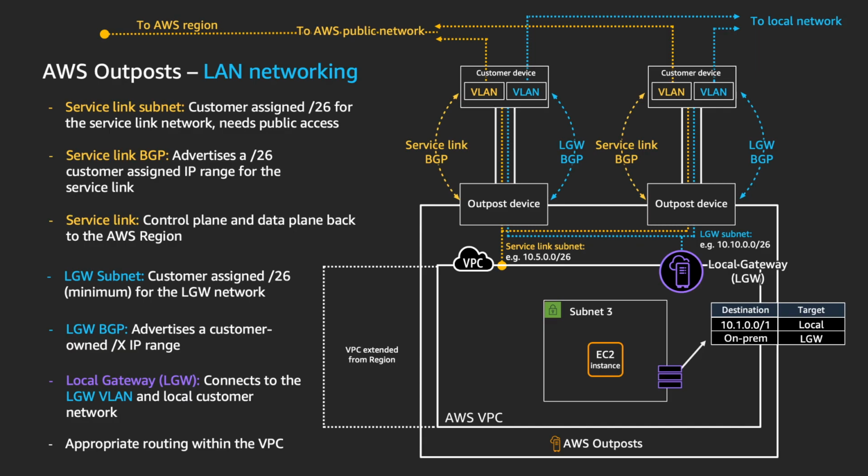Now, the LGW is actually performing a NATing function here. EC2 instances that sit inside the subnet of your VPC inside your Outpost will be addressed inside the VPC CIDR address range. But the local gateway will be NATing that address range, so single IPs or Elastic Network Interface addresses will be NATed at the local gateway, just like an internet gateway. Okay, so that's pretty much it from a LAN perspective. As you can see here, the Outpost needs connectivity back to the region via the service link, but we also have the LGW subnet, which allows connectivity through to your on-premises.